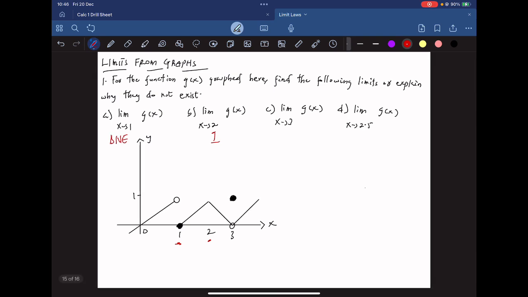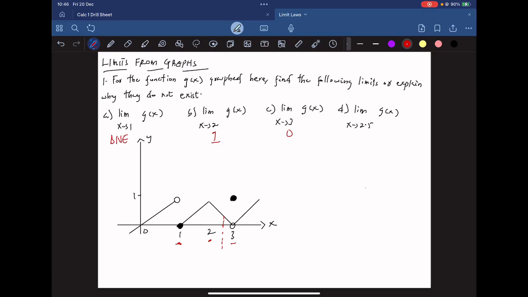Now let's move to 3. For 3, as we approach this from the left, we see that it goes to 0. As we approach from the right, we also see that it goes to 0. Since left and right are the same, we say this is 0. Now how about 2.5? 2.5 is somewhere in between 2 and 3, so somewhere here.